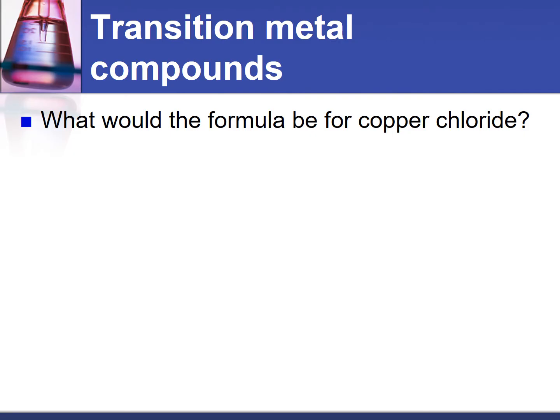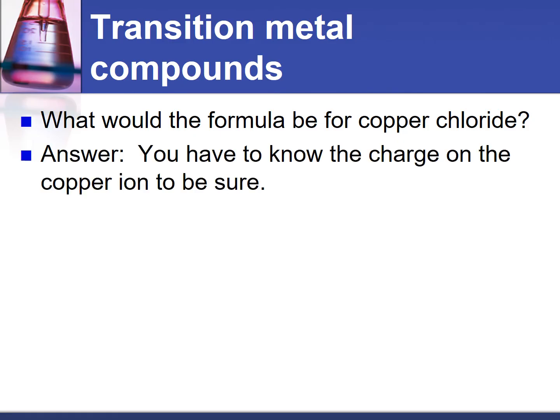One objective for this unit is for you to be able to see the formula and give a name. The other objective is for you to see a name and give a formula. They should uniquely correspond to each other. So what if someone said, what is the formula for copper chloride? The proper response would be, which one?